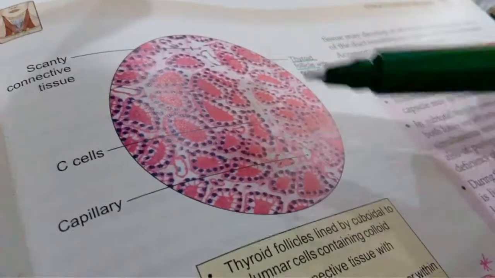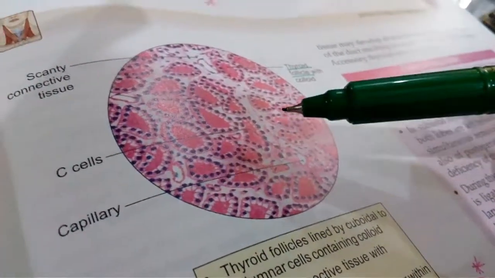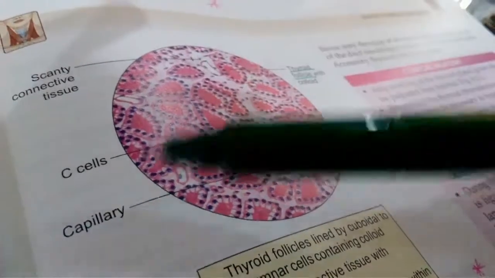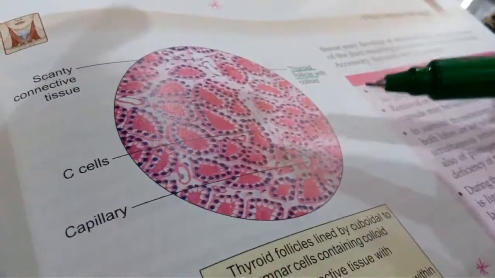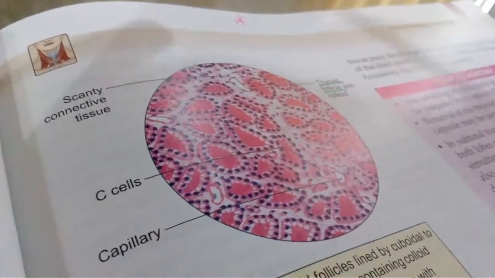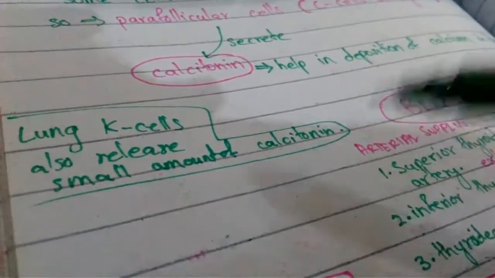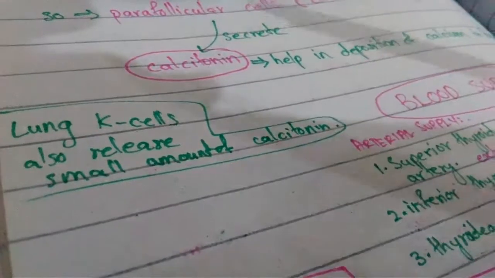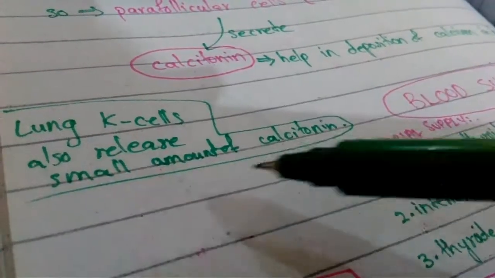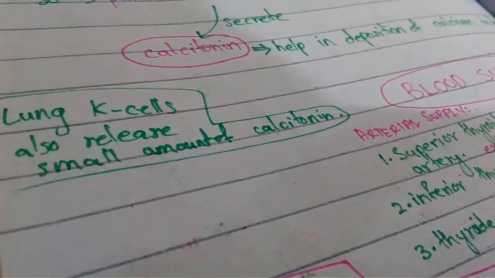I already told you that the follicles or the colloids secrete the T3 and T4, whereas the C cells secrete the calcitonin. Calcitonin is a friend of the bone. It causes calcium deposition on the bone and is also an important hormone. Now it is important, as I have written over here, my sir told me that lung K cells also release a small amount of calcitonin as well. So yeah, it's a small amount, but maybe it's important.